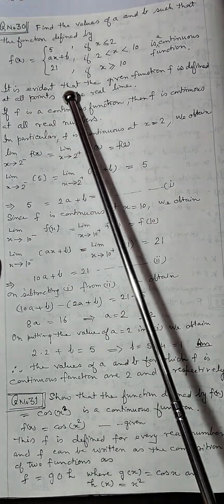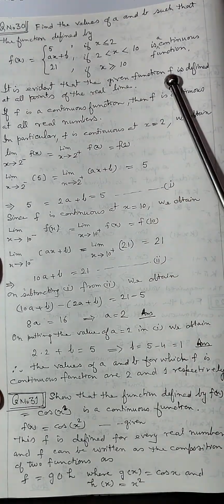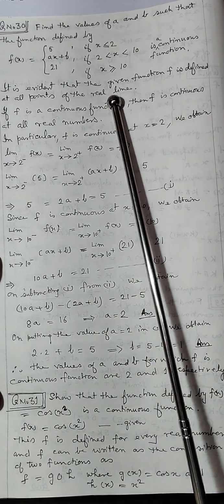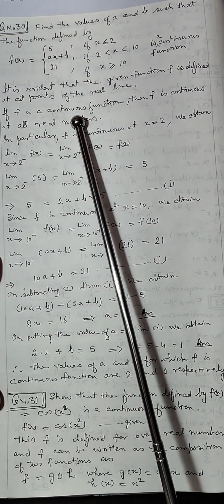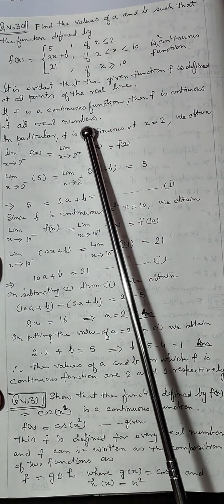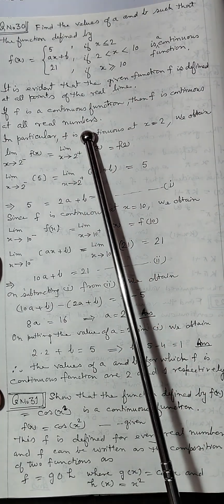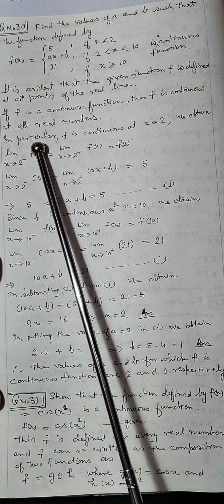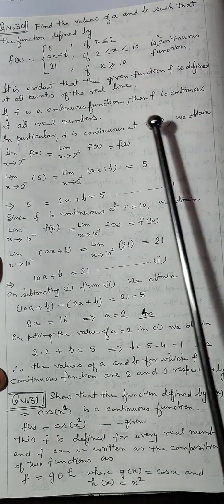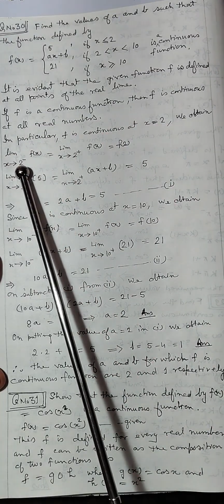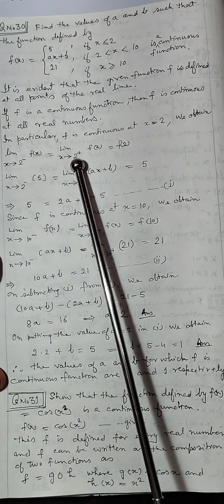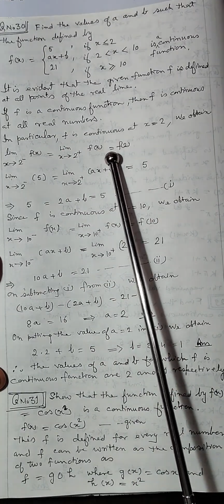So it is evident that the given function f is defined at all points of the real line. If f is a continuous function, then f is continuous at all real numbers. In particular, the function is continuous at x equal to 2. We obtain limit x approaching 2 from the left of f(x) equal to the limit x approaching 2 from the right of f(x), that is equal to f(2).